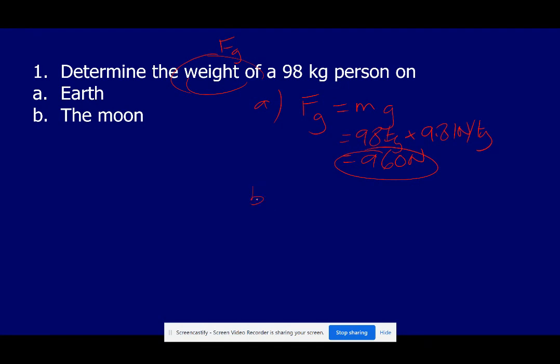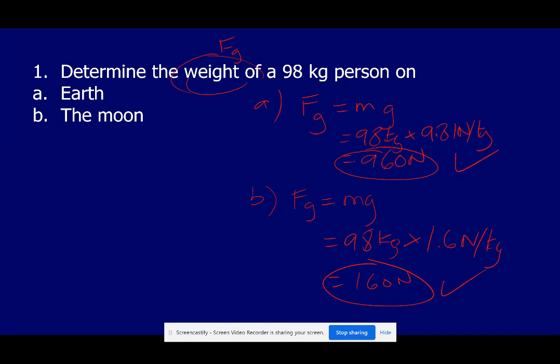Now, if I go to the moon, my mass doesn't change. I'm still 98 kilograms, but my weight, what I feel, the force of gravity, it does change. You go 98 kilograms, because wherever I go in the universe, that's going to be the same, times 1.6 newtons per kilogram. And I'm going to find I weigh a lot less. It's about 1/6-ish. And again, rounding to two digits, I got about 160 newtons here. I got more digits on my calculator there, but I rounded my answer. So that's how much I weigh on the moon. That's how much I weigh on Earth.